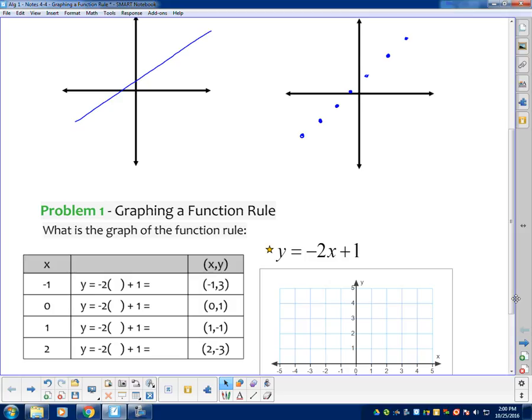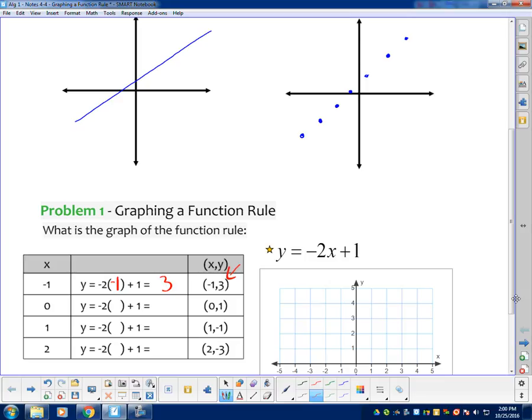So if I plug in negative 1 right here, use my calculator or do careful arithmetic here. Negative 2 times negative 1 is 2. 2 plus 1 is 3, and you'll see that's the value I have for y right there. So it gives me a coordinate. Negative 1 is the x coordinate, and 3 is the y coordinate.